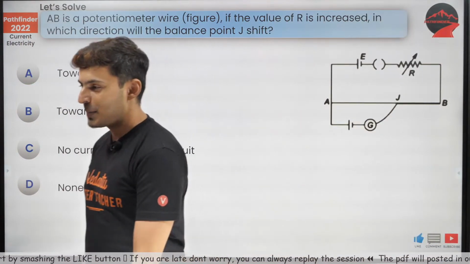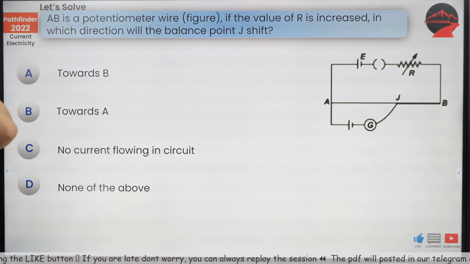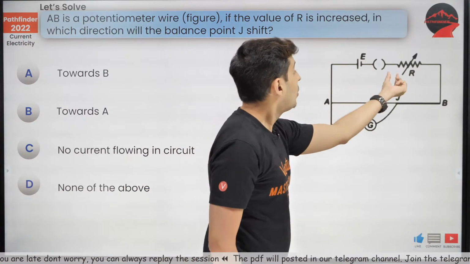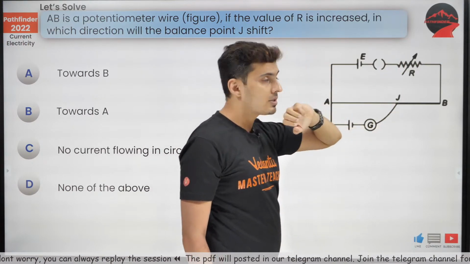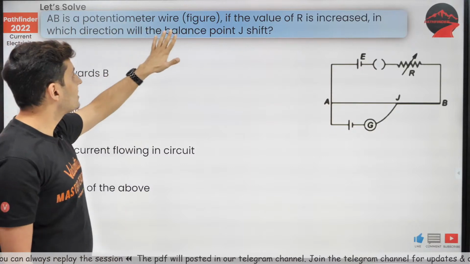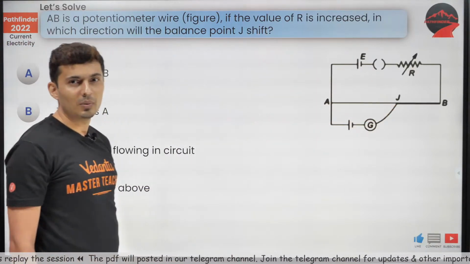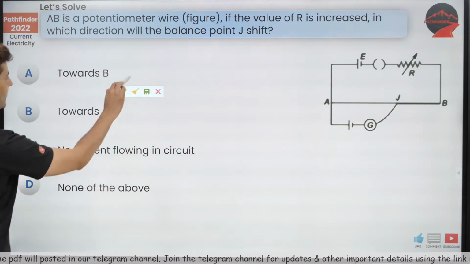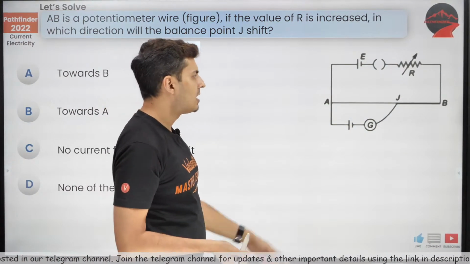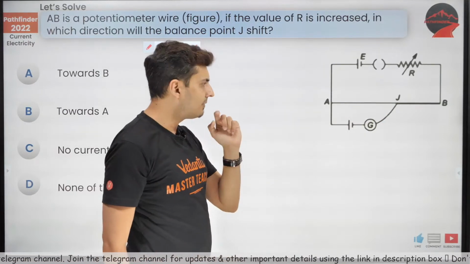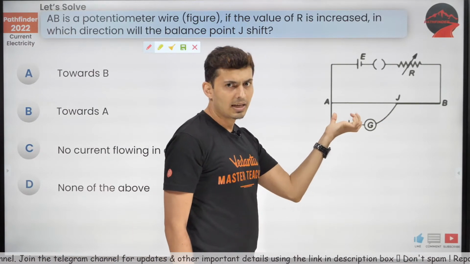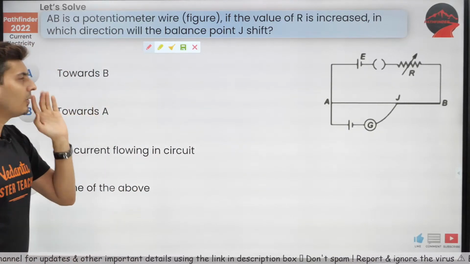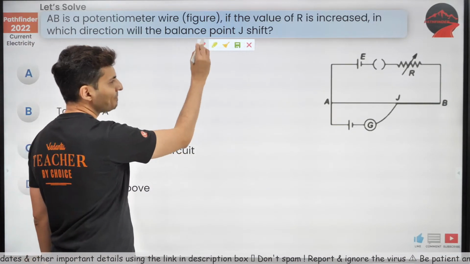Let's see if we can get this beautiful question again on potentiometer, guys. Come on, my warriors. AB is a potentiometer wire. If the value of this resistance is increased, then in which direction do you think this balancing point will shift? Completely conceptual question. If I increase the resistance, how will this balancing length be affected, assuming the outside secondary circuit is still the same? Interesting question, right? Let's take some example.